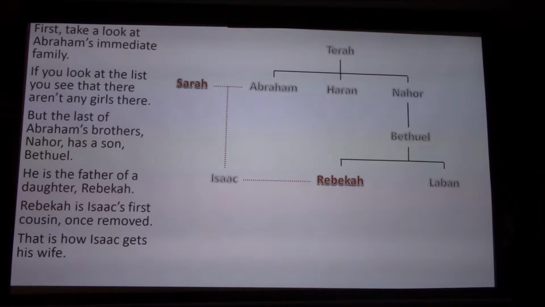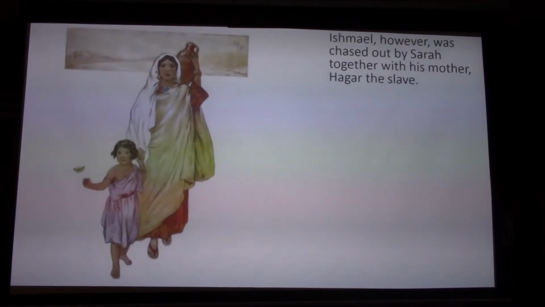Now the ideal was patrilateral first cousin, right? You would go to your father's brother's daughter, but there is no father's brother's daughter. So the next best thing is first cousin once removed. That's how it happens.